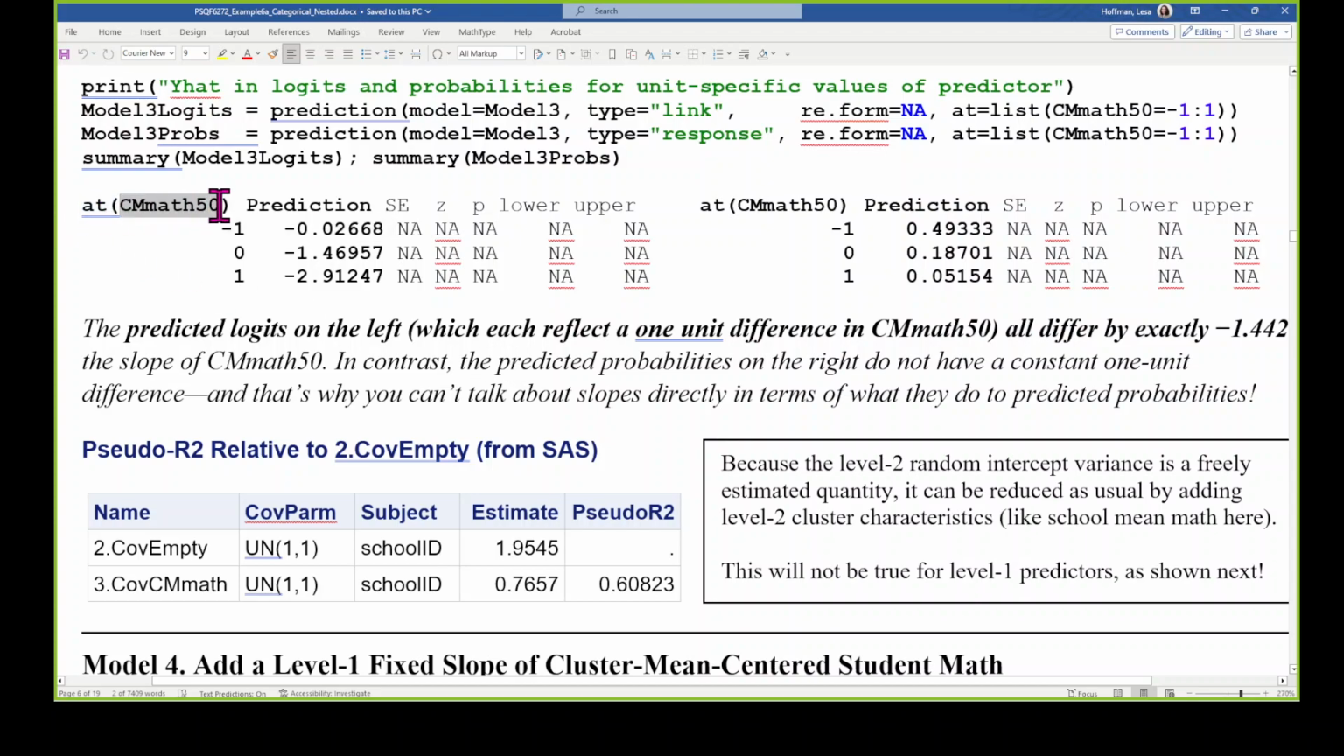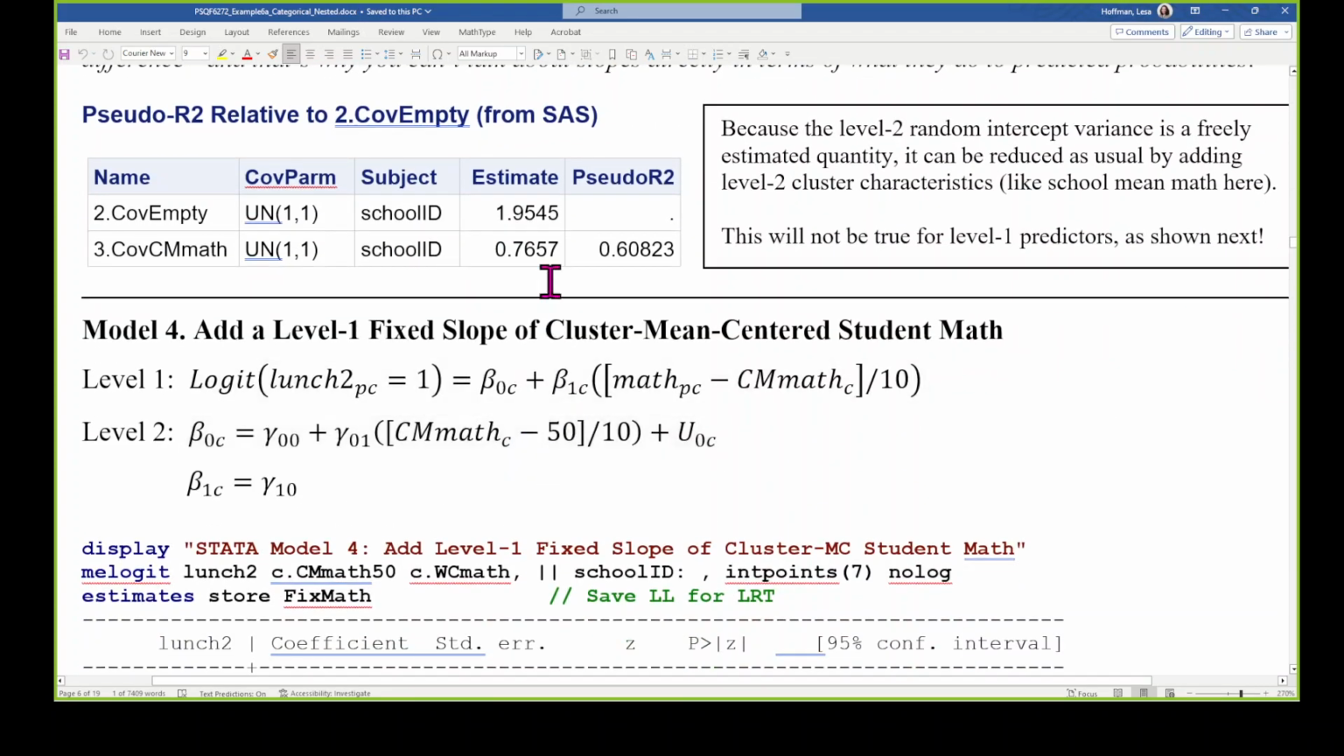Cluster mean math is a level 2 predictor, right? What kind of variance should a main effect of a level 2 predictor account for? Random intercept. And lo and behold, it did. So I have a random intercept variance from before. Here's what it is now after putting in cluster mean math, a reduction of about 61%. It just means that there's a whole lot of relationship between schools' average math scores and their proportion of children who get free lunch or reduced lunch.